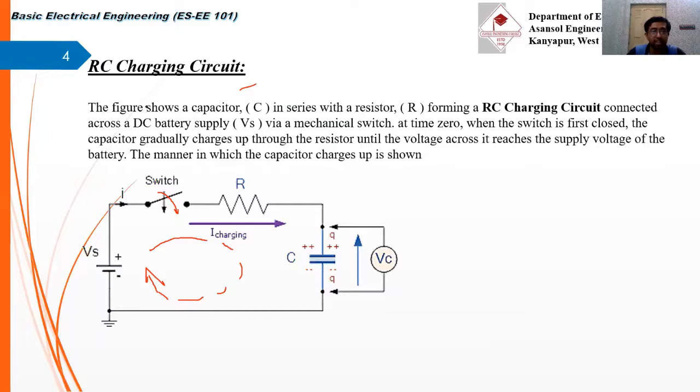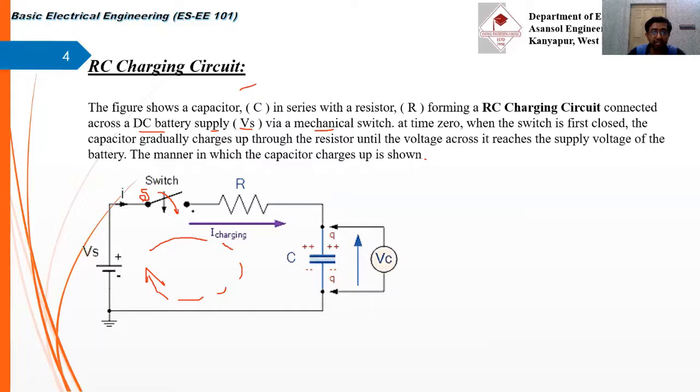Now, the figure shows a capacitor C in series with a resistor R, forming an RC charging circuit connected across a DC battery supply, that is Vs here, via a mechanical switch, better to call it S. At time 0, when the switch is first closed, the capacitor gradually charges up through the resistor until the voltage across it reaches the supply voltage of the battery. The manner in which the capacitor charges is shown here.